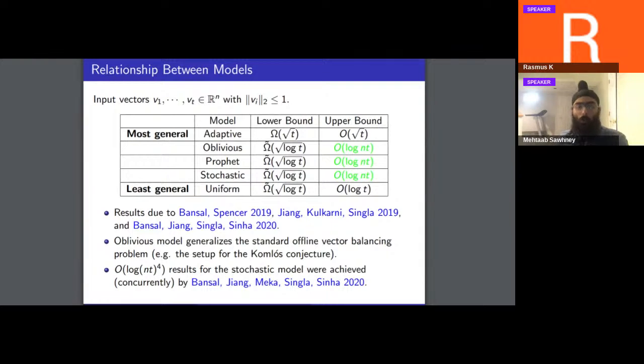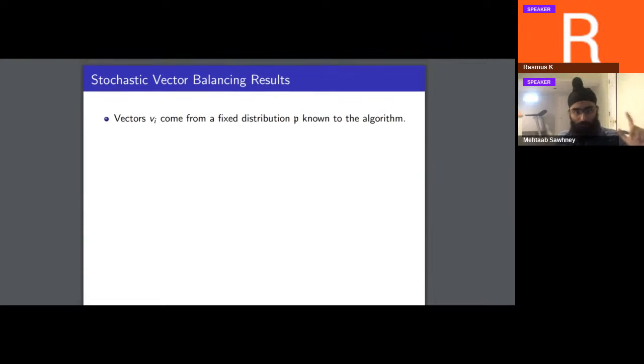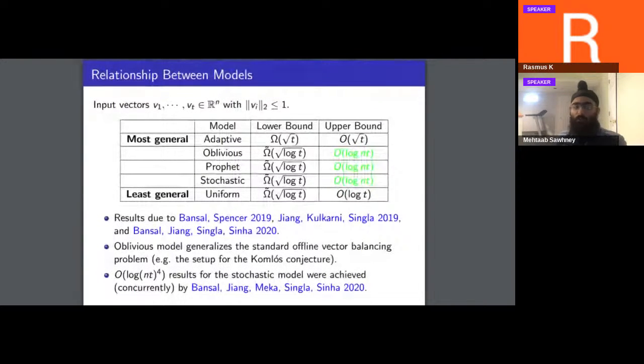And so our main result will be a logarithmic bound. In particular, we will show that given t vectors, v1 through vt in R^n, you're able to maintain a discrepancy of log nt in the oblivious, profit, and stochastic models. I should note that there was concurrent work of Bansal, Jiang, Meka, Singla, and Sinha, which got logarithmic bounds in the stochastic model, but not the oblivious model.